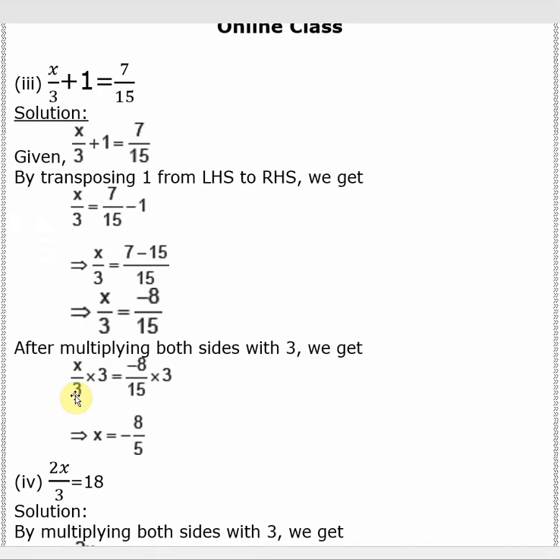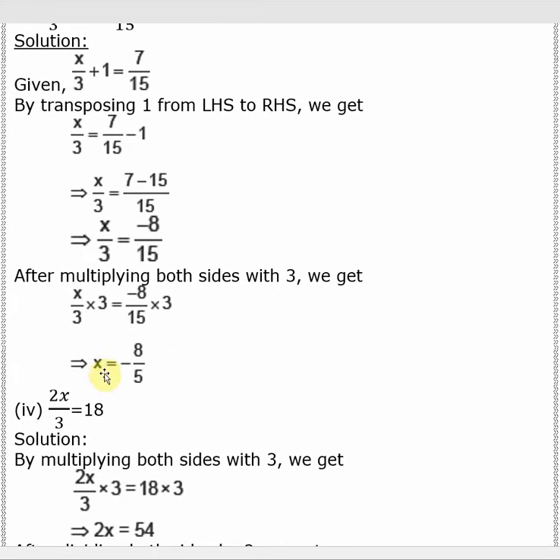So this 3 cuts, x remains. So minus 8 by this 3, and 15 cut by 3 gives us 5 over here. So minus 8 by 5. So simply x is minus 8 by 5 is the answer.